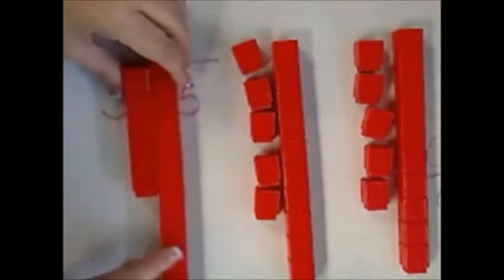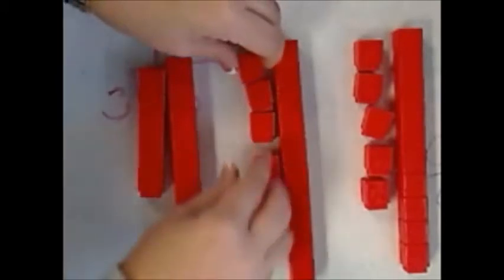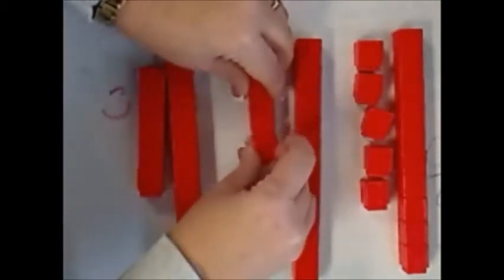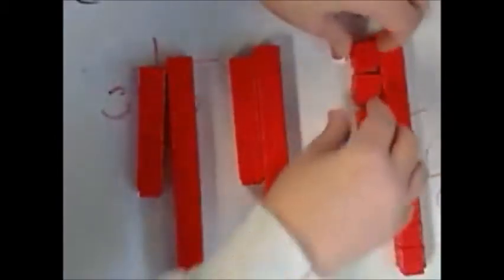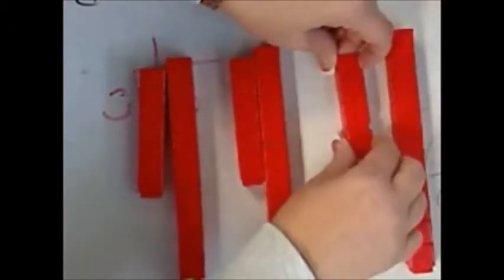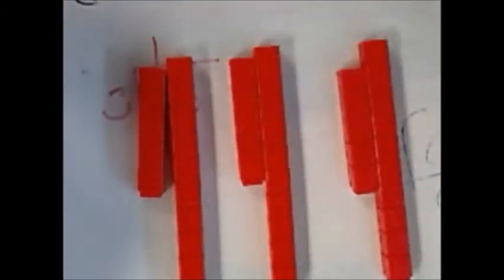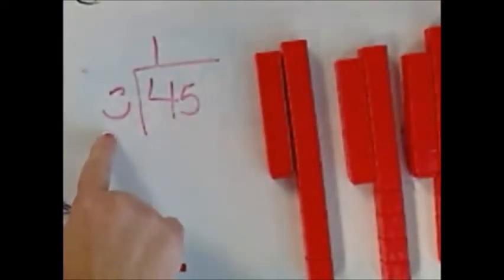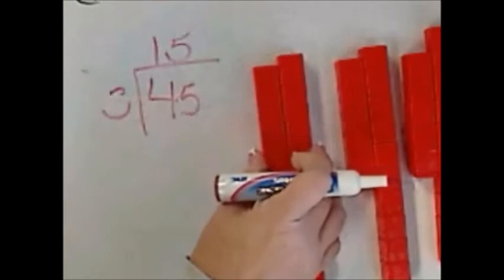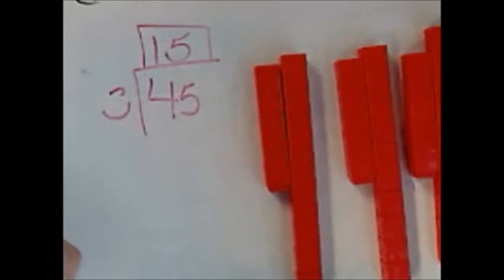Well, I have 10, 11, 12, 13, 14, 15 in this group. I have 10, and then putting them together real quick, 11, 12, 13, 14, 15 in this group. Then I have 10, 11, 12, 13, 14, 15 in this group. So I have 3 groups of 15. So I can look at my problem and I can say 45 can be divided by 3 15 times. Do I have anything left over? No. So I have a remainder of 0. So my answer would just be 15. Alright, so I'm glad you watched.